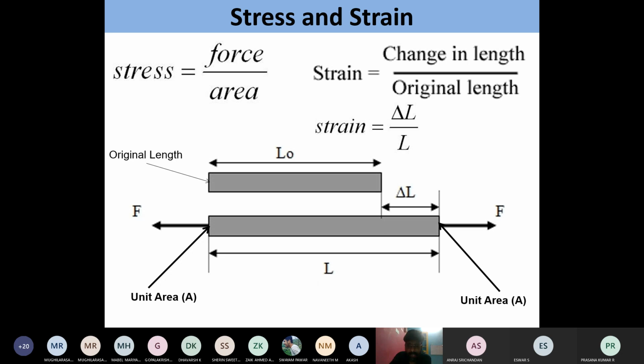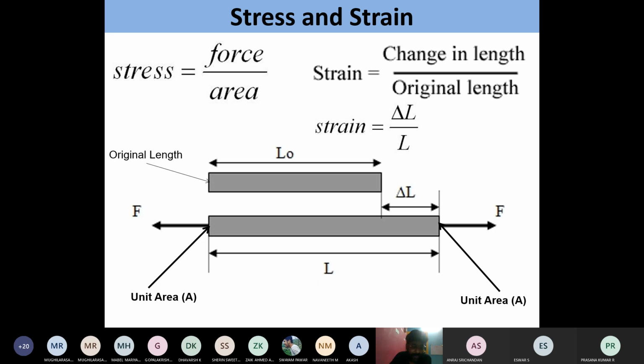So the strain is defined as the change in length, which is del L, to the original length. Here the original length is considered as L. Actually, it's not L, it's L naught. So del L by L naught is the strain. When we apply stress over the material, only then can we get the strain.